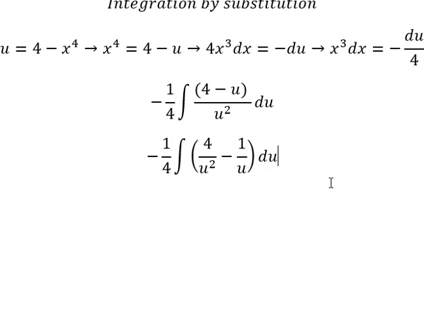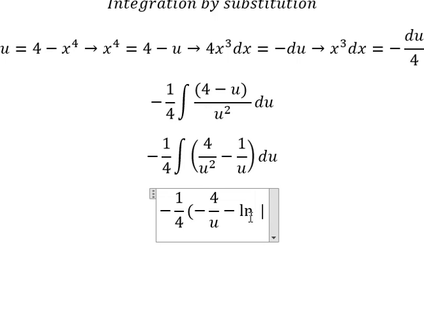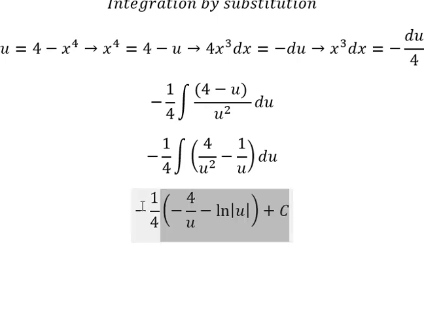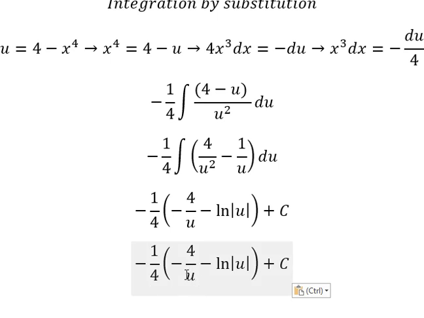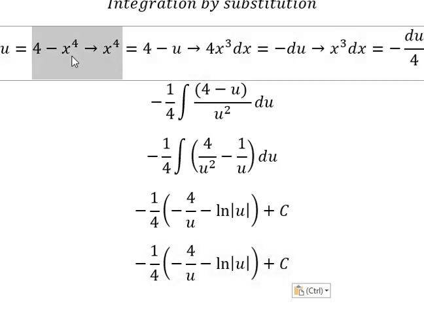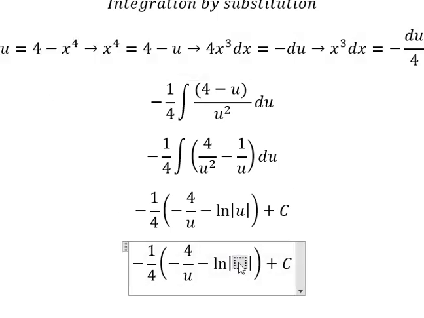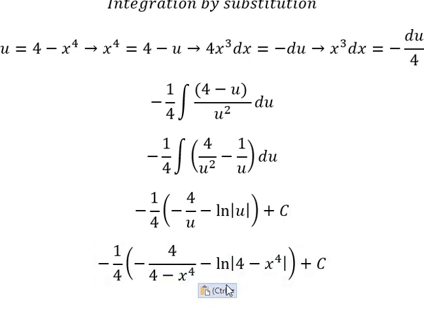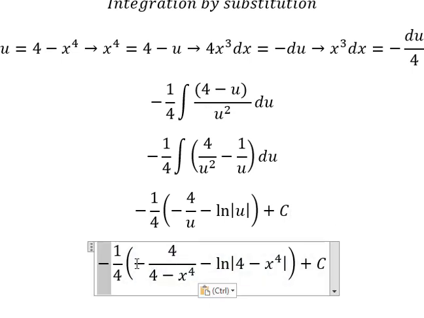And now we have the final answer. The integration of this one, we have negative number 4 over u. The integration of this one, we have ln of the absolute value of u. And then we put c. About u, that is this one. And you got the final answer. Later we simplify the negative side.